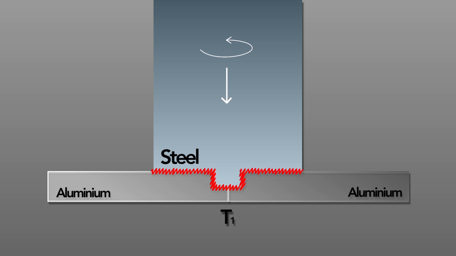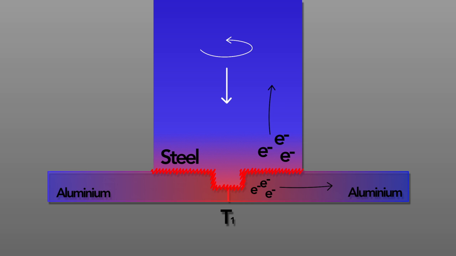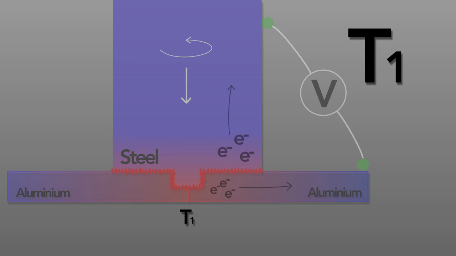The temperature in here will cause a diffusion of electrons due to the thermoelectric effect towards a colder point. This will cause a certain voltage difference between the hot and the cold point in both materials. So if we would measure the voltage between the cold point in the aluminium and somewhere at a cold point in the steel, there will be a voltage difference. This voltage difference corresponds to your temperature inside the weld. So by measuring the voltage, you find the information on the welding temperature.